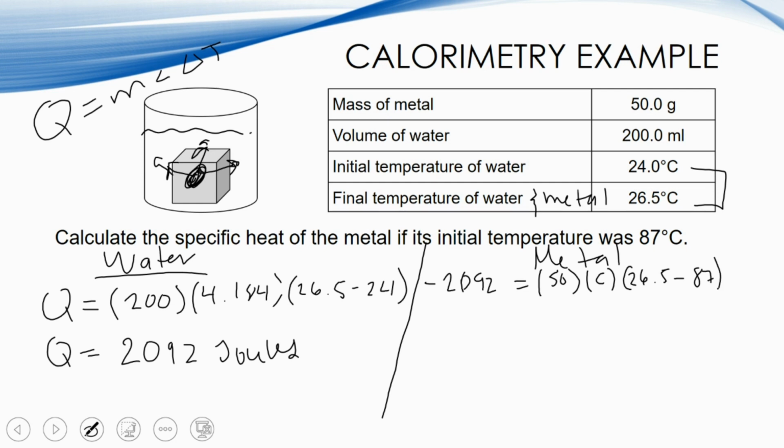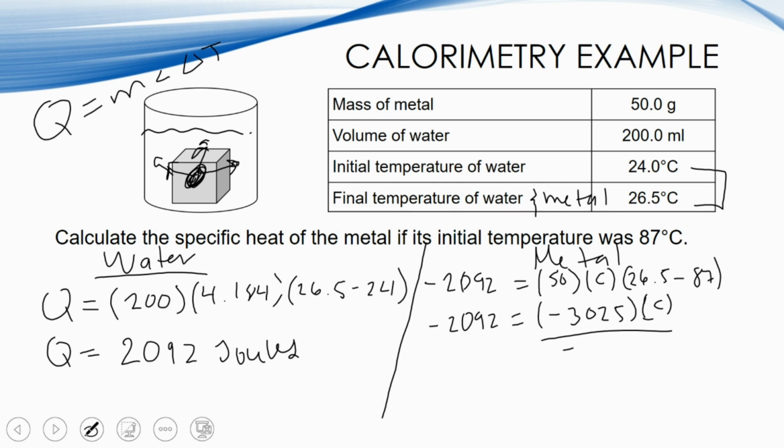So whenever we solve for this, we're going to look for our missing variable. So we're going to simplify the right side of the equation and do 50 times 26.5 minus 87. And we should expect to get a negative number, right? Because we're losing energy here. So that would be 3025. We're still looking for C. This is why algebra is a prerequisite for this class, because we need to know how to solve for missing variables.